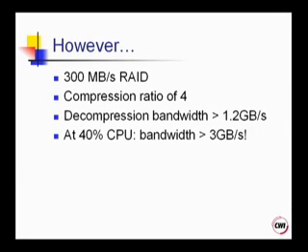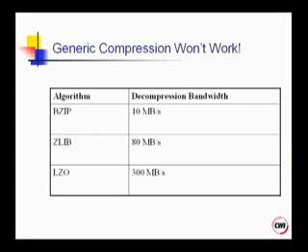However, let's look at an example. We have a 300 megs per second RAID, compression ratio of 4. This would already require a decompression bandwidth of 1.2 gigabytes per second of uncompressed data generation. And that assumes 100% CPU utilization, but we also need the CPU for the query processing. So at 40% CPU for decompression, we already need 3 gigabytes per second decompression bandwidth.